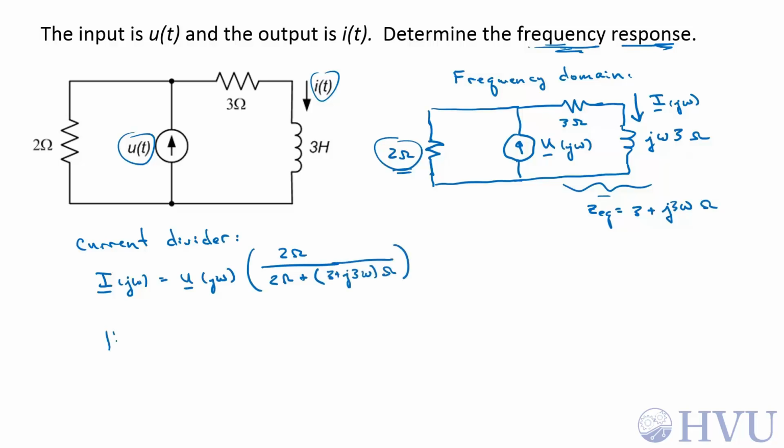The frequency response, H(jω), is the ratio of the output, which is I(jω) as a phasor, to the input, U(jω). So dividing both sides by U, this becomes 2 over 2 plus 3, which is 5, plus j3ω. And there is our answer.